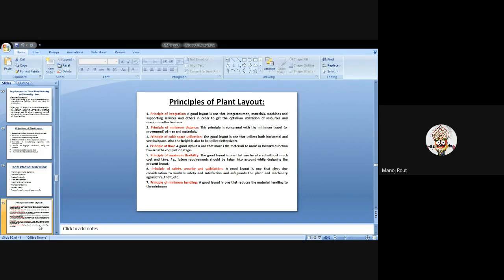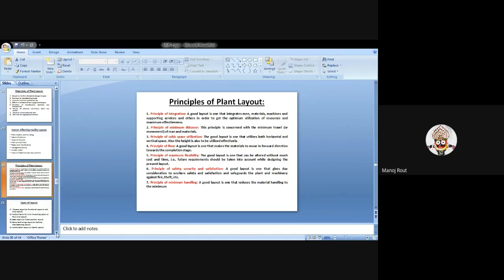A good layout is one that reduces material handling to the minimum. That means the number of workstations should be placed at a proper distance, so that in that case the material handling is minimum. Going to the next slide.